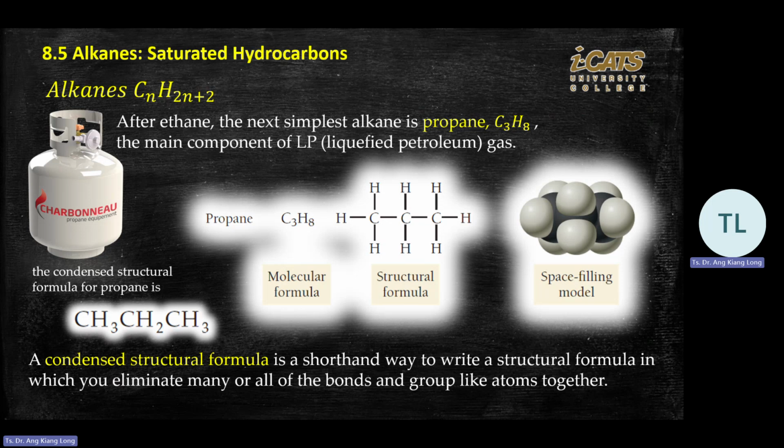So this is how you break the structure. The way you write must count from left to right. You must start from left to right. So the far left carbon has 3 hydrogen, then the middle carbon has 2 hydrogen, and the far right has 3 hydrogen. That's why you see the formula is CH3, CH2, CH3, and it's not CH2, CH3, CH3. No, you must follow the sequence of the structural formula.